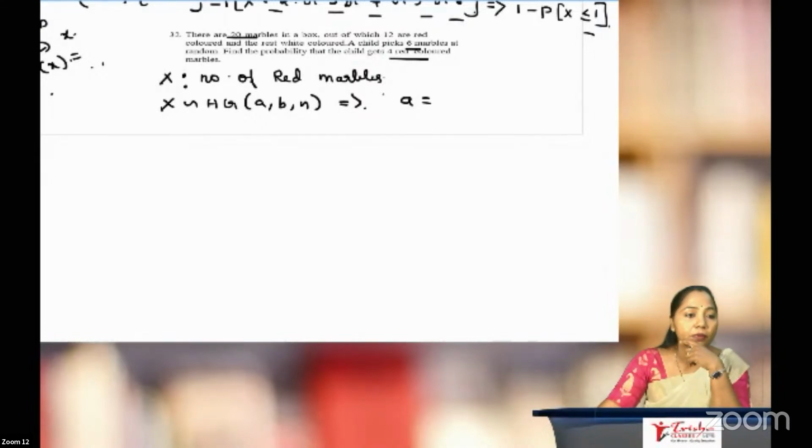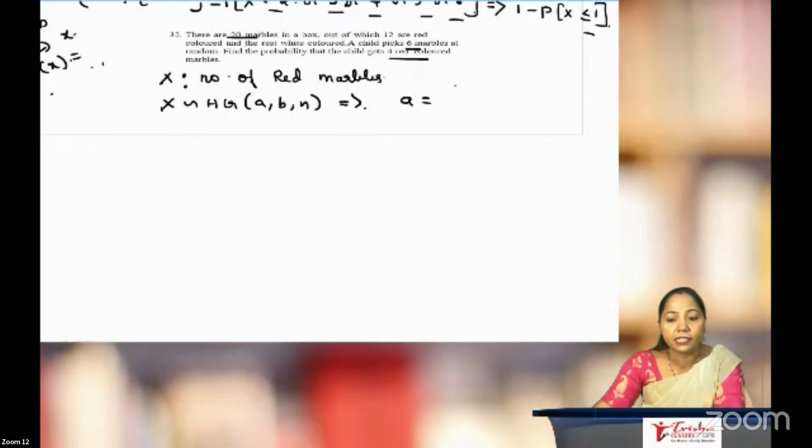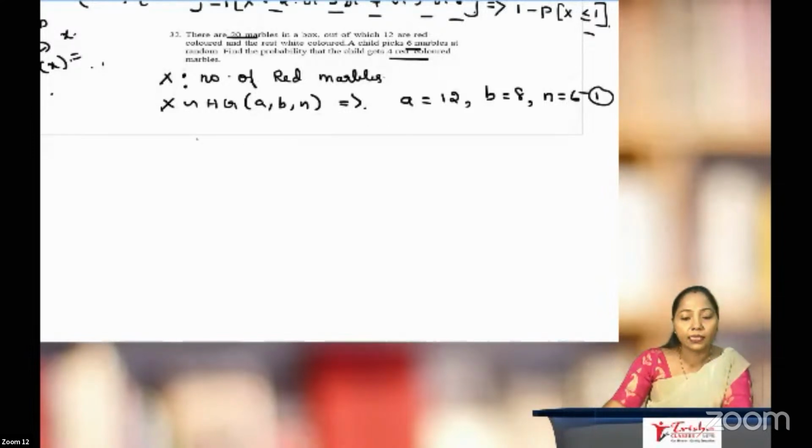How many red marbles are given? 12. So A will be 12. B will be the remaining white colored marbles. Altogether 20 marbles, so 8. N will be the number of marbles selected, the sample size. How many marbles? 6. Correct. So this carries 1 mark.